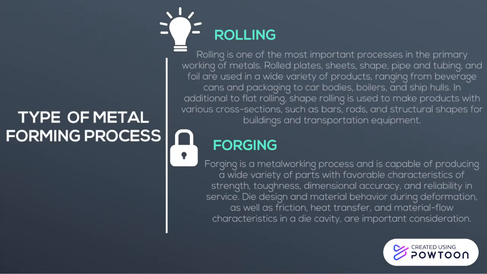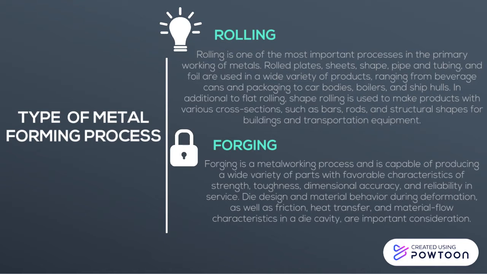Types of metal forming process. Rolling. Rolling is one of the most important processes in the primary working of metals. Rolled plates, sheet, shapes, pipe and tubing, and foil are used in a wide variety of products ranging from beverage cans and packaging to car bodies, boilers and sheet wool. In addition to flat rolling, shape rolling is used to make products with various cross-sections such as bars, screws and structural shapes for building and transportation equipment.